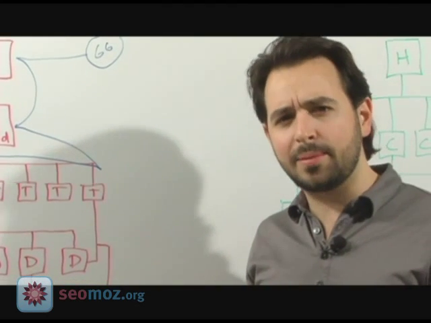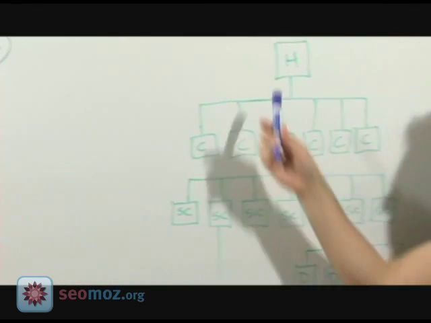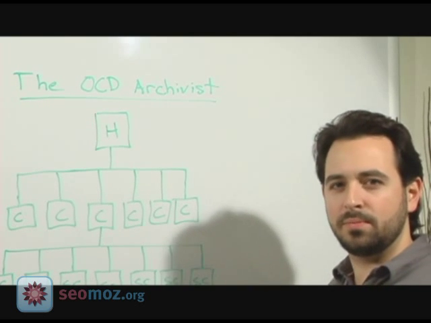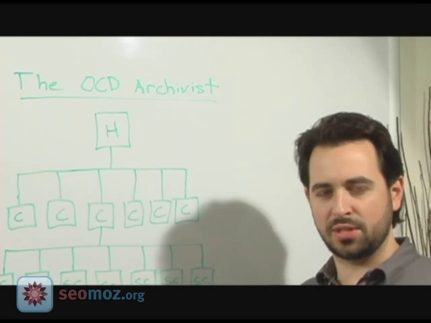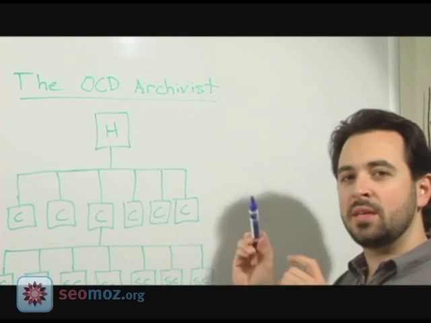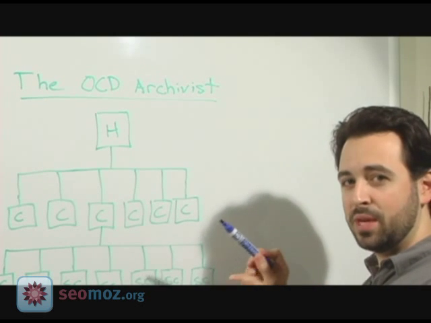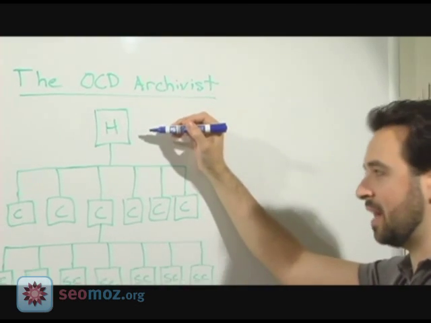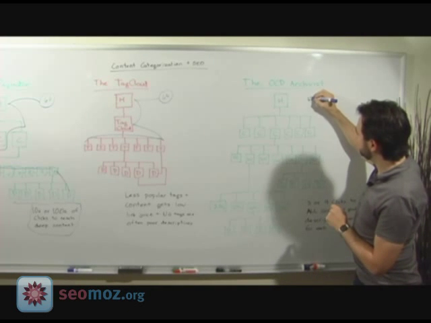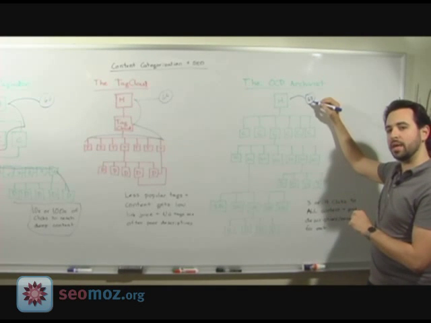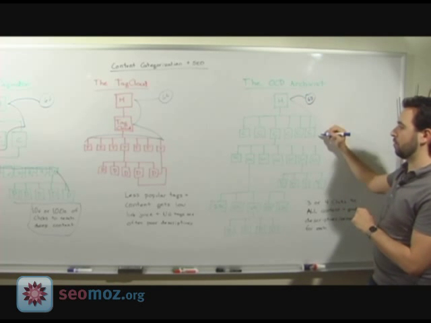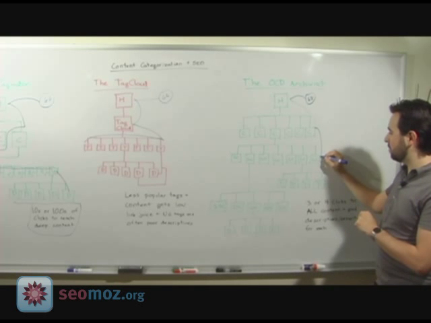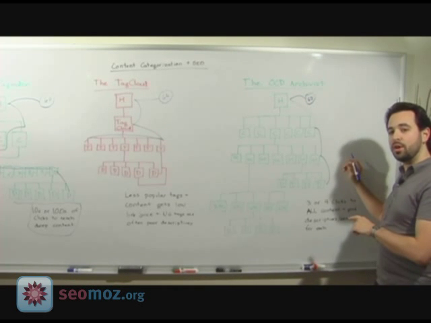So let's look at a better option. I am going to call this one the OCD archivist. And okay, I know, maybe I'm making fun of psychological disorders, and that's bad. But the thing about being very obsessive with your content is that you get great benefits out of it, right? So here's Google, and Google travels to the home page, and the home page links to a bunch of category level pages, and the category pages link to a bunch of subcategory pages from which you can access all or nearly all of the detail pages.